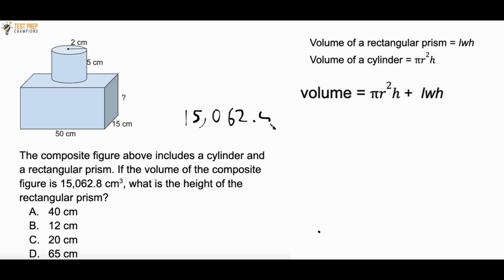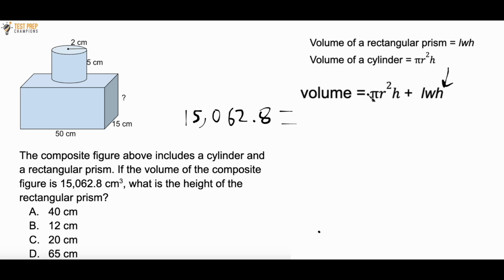We already know that the volume is 15,062.8. All right, so let me fill in everything that we know here in the formula. And this h right here, the height of the rectangular prism, we don't know what that is, so I'm just going to leave it as h. All I'm doing again is thinking about how I would calculate the volume of this composite figure. The way I would do it is I would calculate the volume of the cylinder, and I'd calculate the volume of the rectangular prism, and I'd add them together. And that's all this formula right here is.